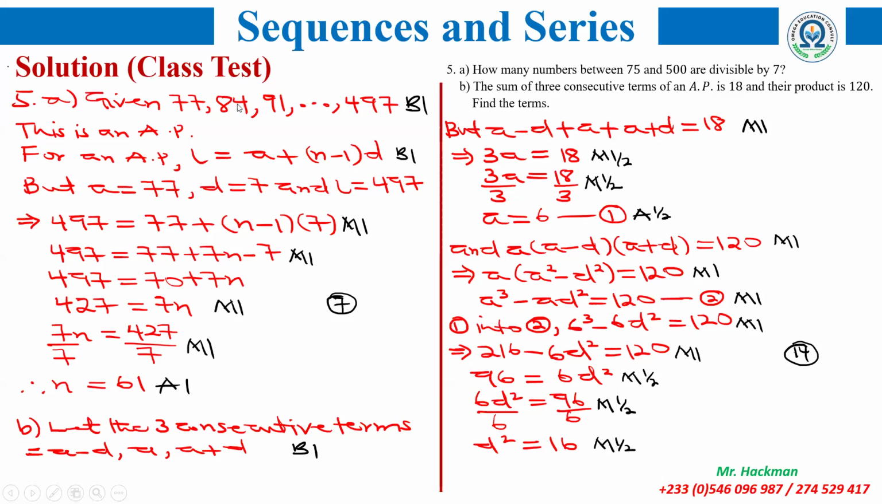So this 1 plus 7, this 1 plus 7, your ellipsis, and now you want to know the number right before 500 that will be divisible by 7, just as you looked at the number right after 75 that will be divisible by 7. So you do 500 divided by 7. I want the value to say something. 500 divided by 7 will give you, I'm waiting.